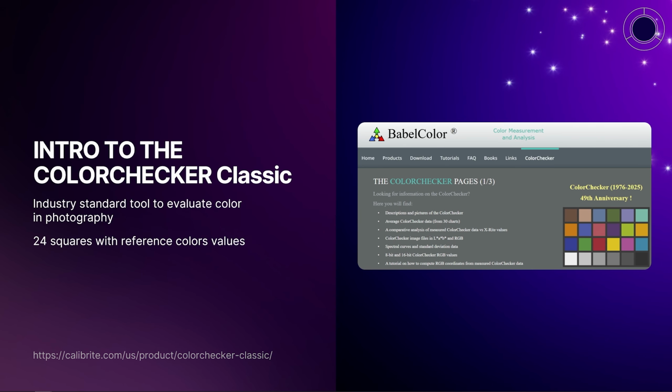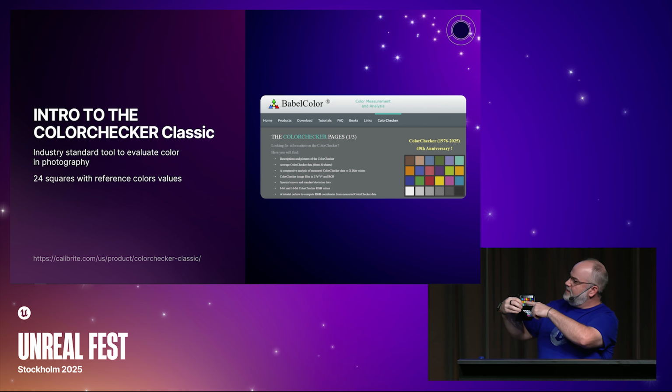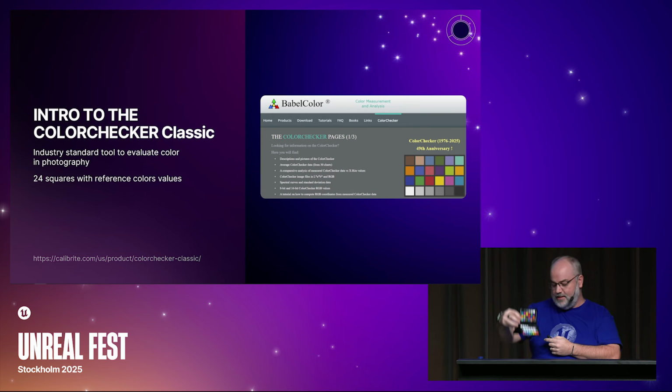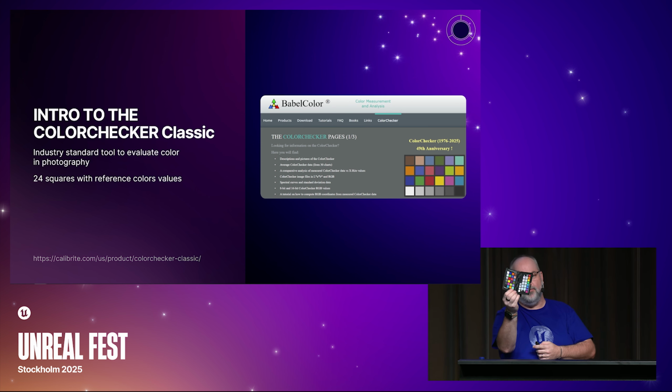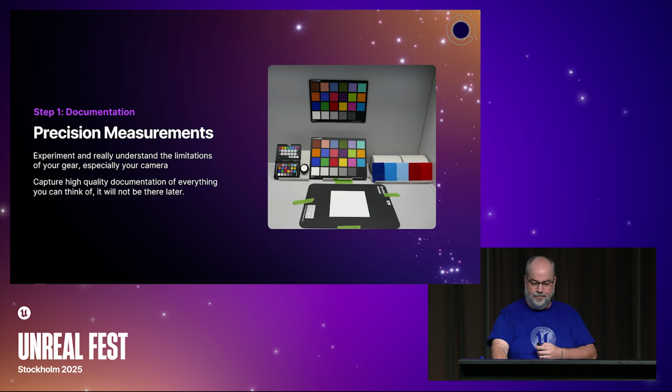So whoever makes this usually ships a data sheet that has the known luminance values of this. It's got 24 patches. Some of these are for skin tones. Some of these are for just base white balance value and all that stuff. But all that stuff is reference. So this becomes physical reference in your photography.